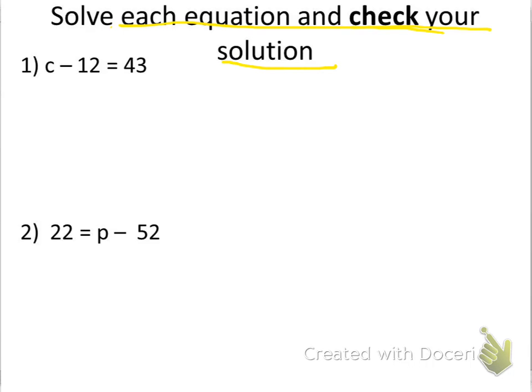Alright, I think you remember from last week how we solved equations that said c plus 12 equals 43. Well, the difference between those ones and these ones is we have a minus instead of a plus. And what we do when we have that minus, we have to remember our goal. Our goal is to get our variable alone.